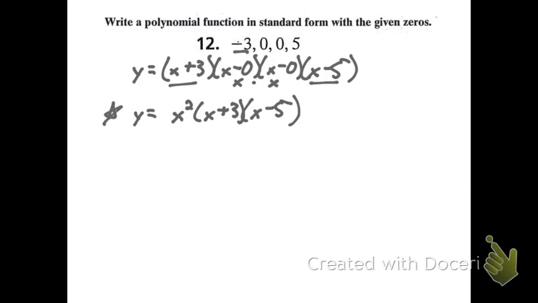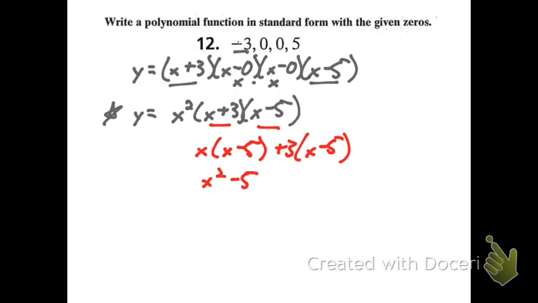So we're going to take these two first and multiply them out. Do the tough job first. So it'll be x times x minus 5, and then plus 3 times x minus 5. So x squared minus 5x plus 3x minus 15. I'm going to combine like terms. X squared minus 2x minus 15. And that's what we get from those two binomials.